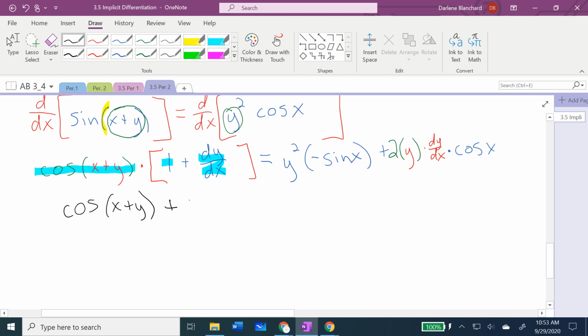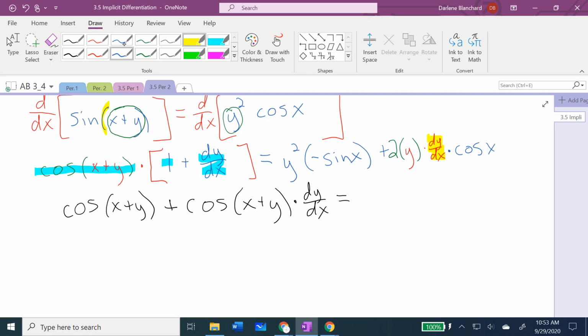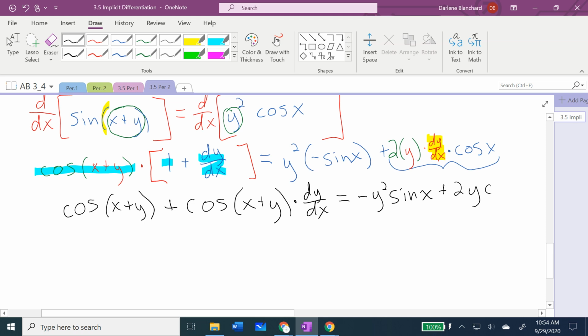Plus the cosine of x plus y times dy/dx. On the other side of the equal sign, I have a clear dy/dx lonesome, multiplied by other stuff. So that's ready to be dealt with. I'm going to rewrite this as negative y squared times sine x plus 2y times cosine x times dy/dx.